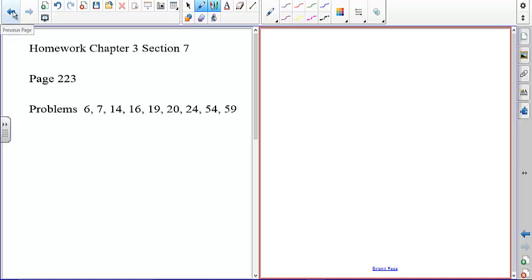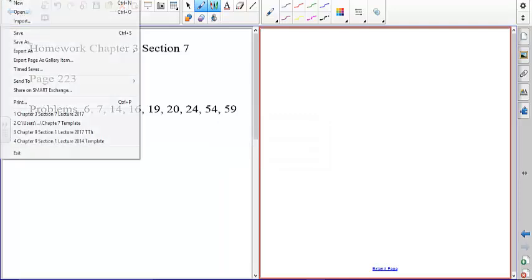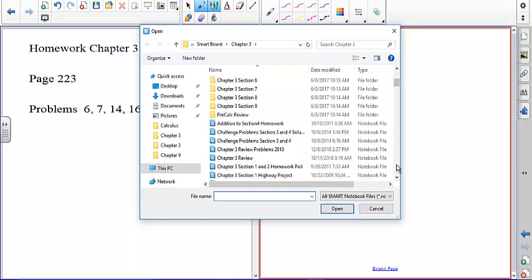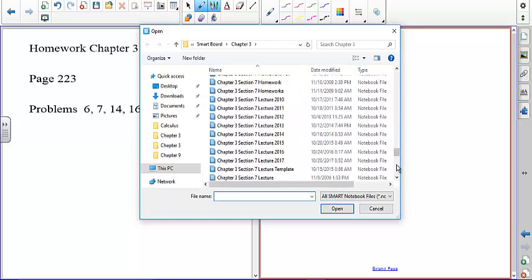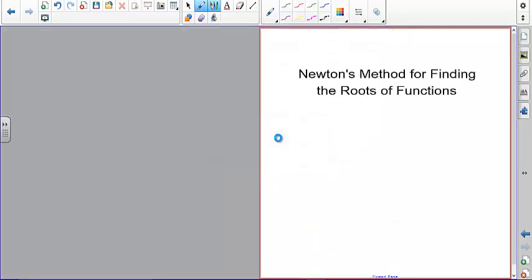What we're going to do is talk a few minutes about what we're doing next in section 8, and we'll come back and do a few more optimization problems later. But I'm ready to think about something different for a minute. Okay, so section 8 is called Newton's method for finding roots of functions.